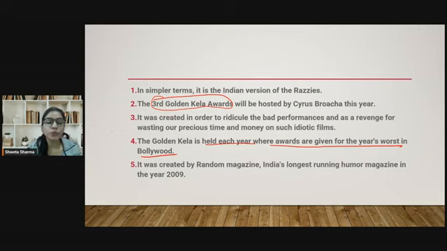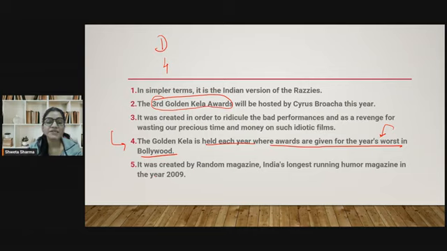Okay. So this one talks about Golden Kela, which is held each year where awards are given to the year's worst movie, character, and bad performances. So the fourth sentence should be the opening sentence here. Golden Kela is held each year where awards are given for the year's worst in Bollywood.